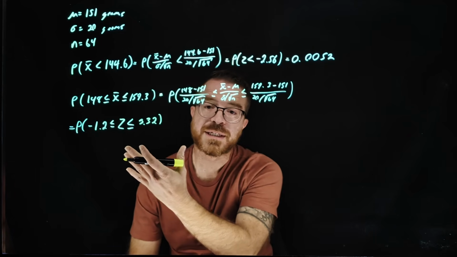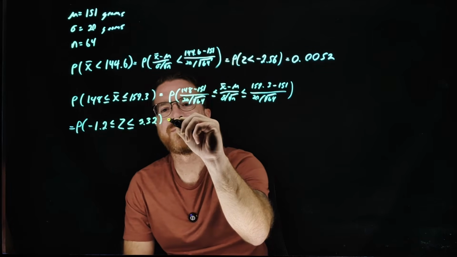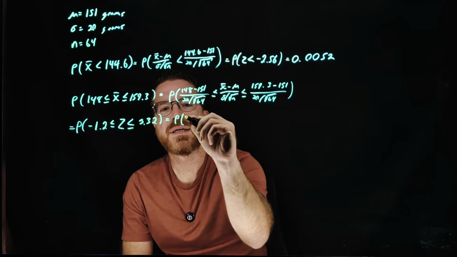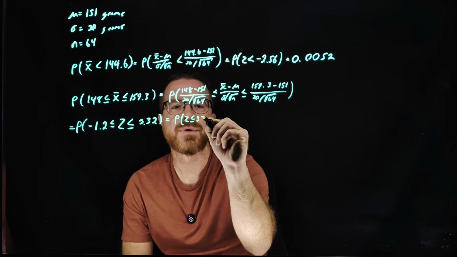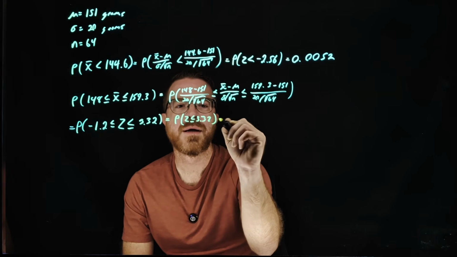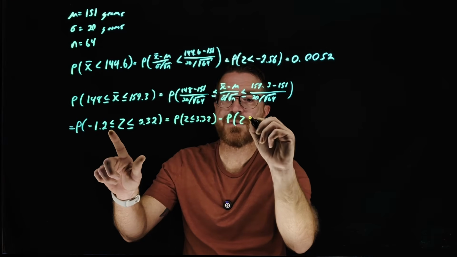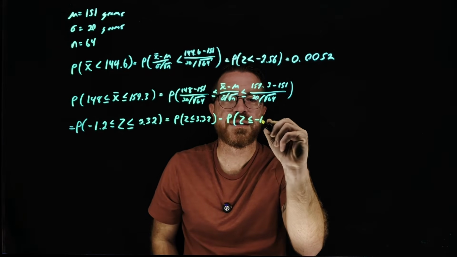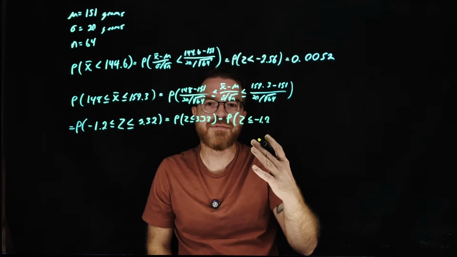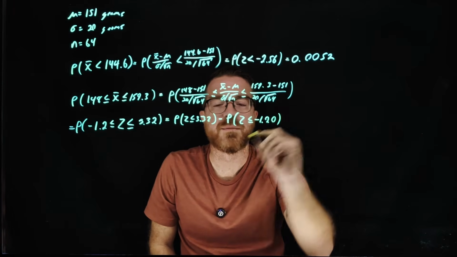Now, of course, I can't look this up directly in my table, so what I need to do is use my difference formulation, which is going to be the probability of z less than or equal to the bigger number, 3.32, minus the probability z is less than or equal to, remember the sign, the inequality changes here, negative 1.2, which, of course, because our z values had to have 2 decimals, what we're going to be looking in the table is going to be negative 1.20.